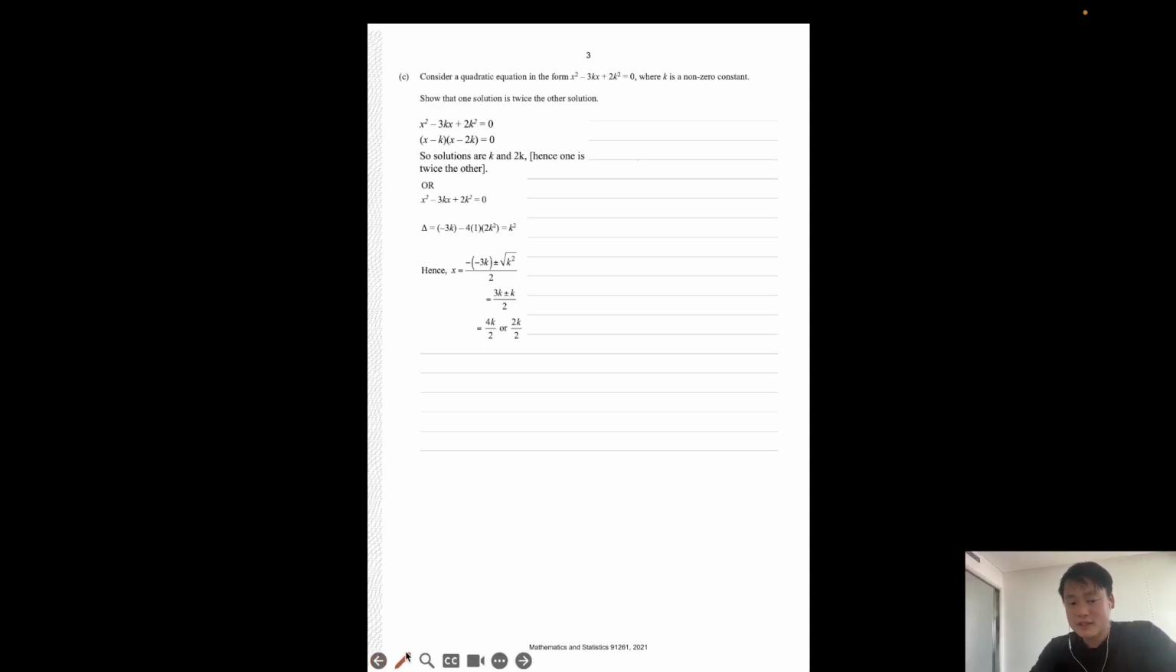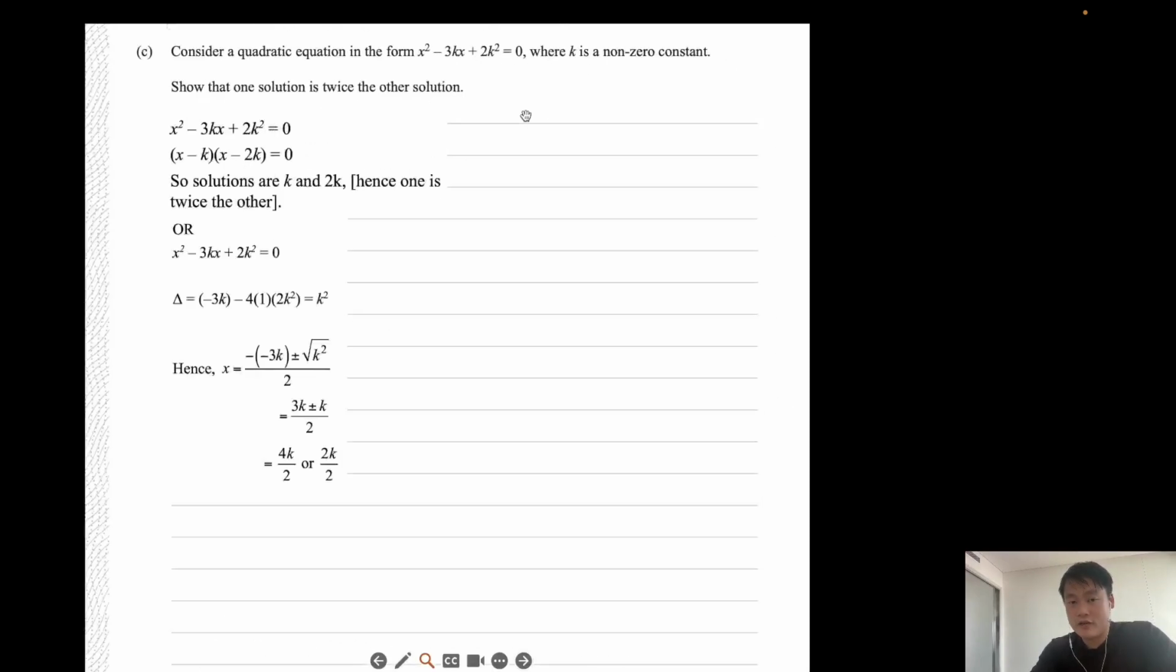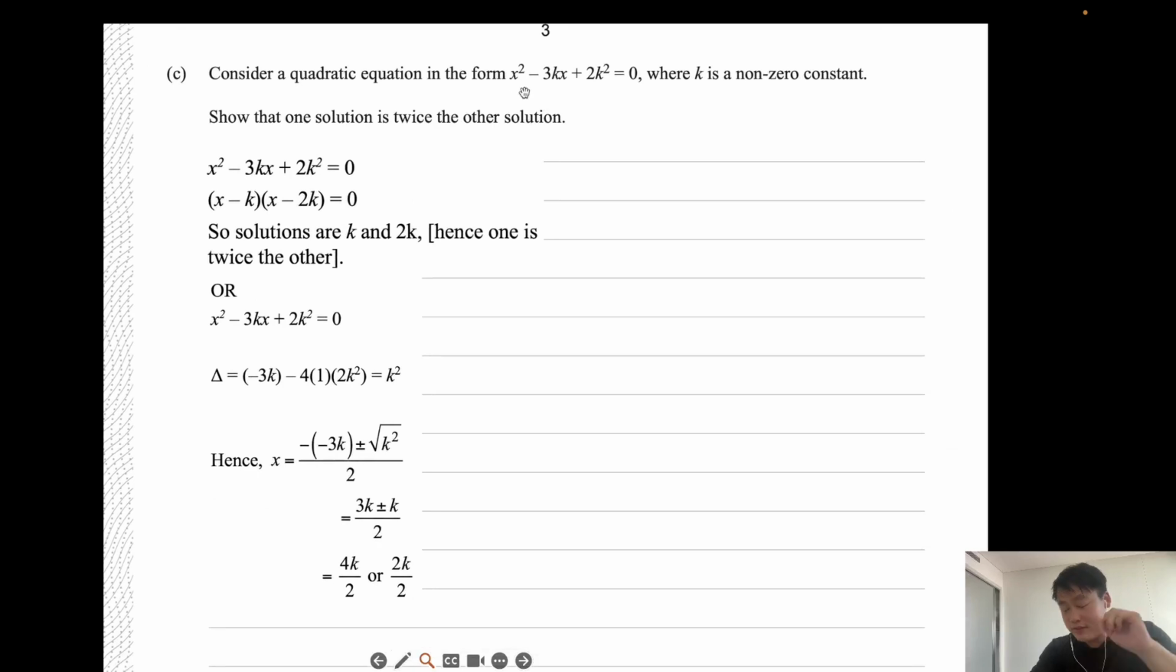Number C, considering a quadratic equation. So have a look at this. Okay, let's look at this in depth. If you have x squared minus 3kx plus 2k squared equals 0. This question has a lot of ways you can go about it, but the way I recommend that's probably the most straightforward is, in order to show that one solution is twice the other solution, do you agree that the solution in this context, are we at least clear that solution is representing what the x value is? As in they're asking you what the x value is if you're talking about solution over here. Yes or no?